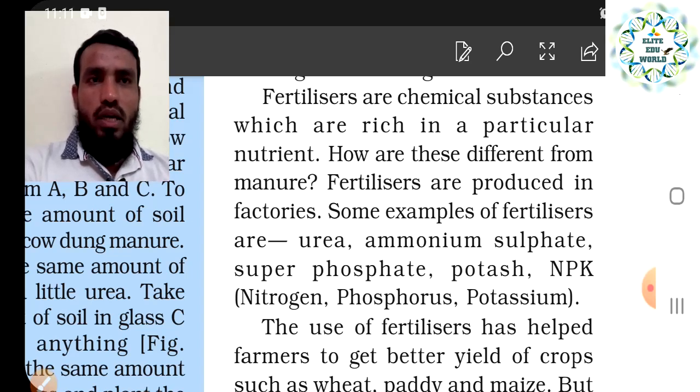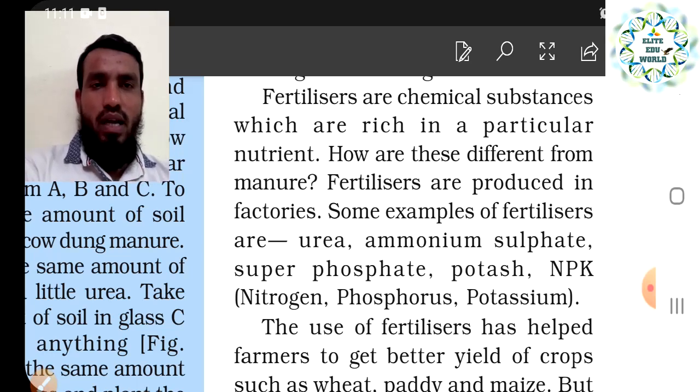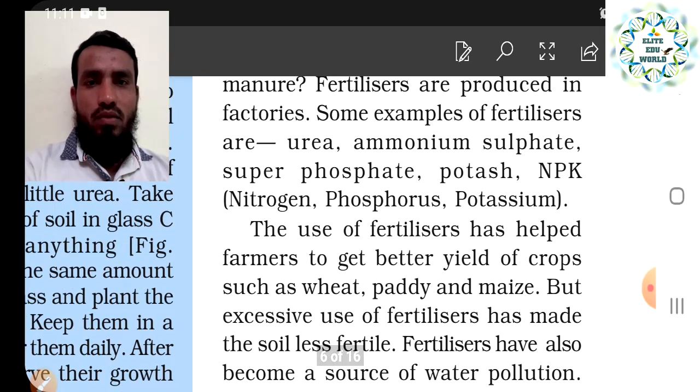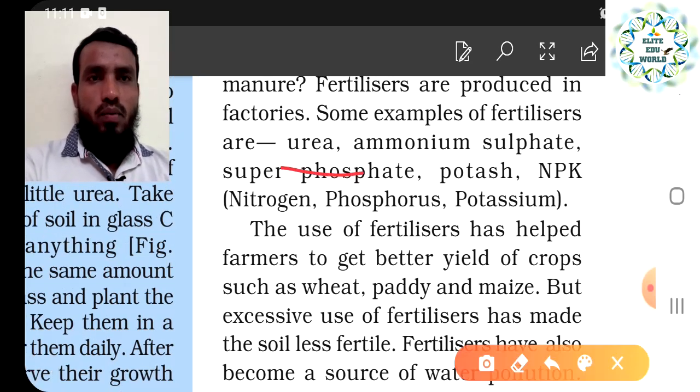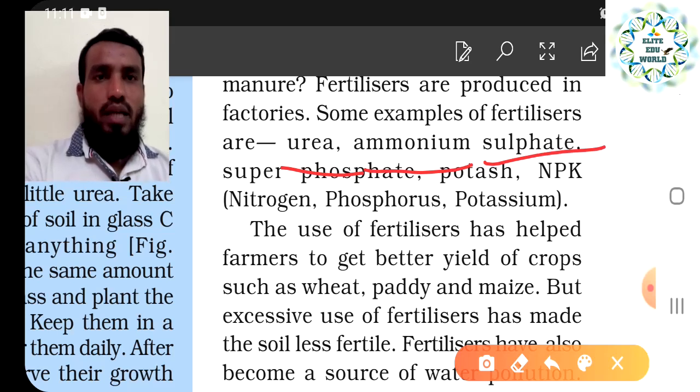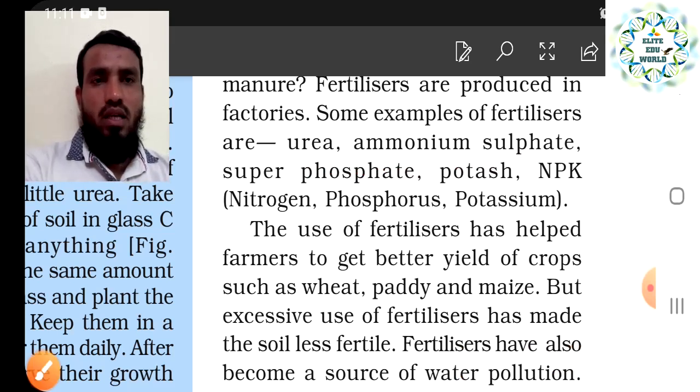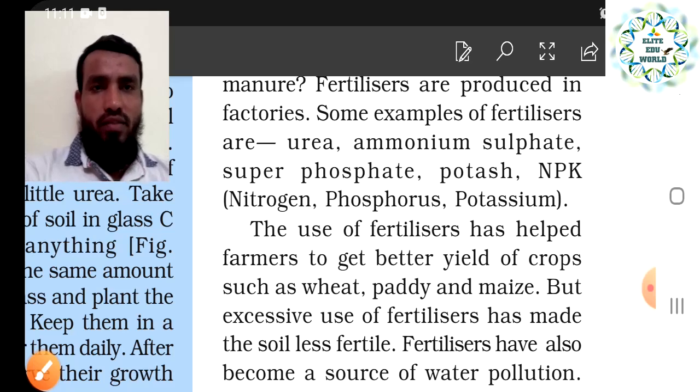So how are these different from manures? Now, what is the basic difference between fertilizers and manure that we have to see here. Examples of fertilizers are urea, ammonium sulfate. These are examples of fertilizers, in short you can say the NPK fertilizers.